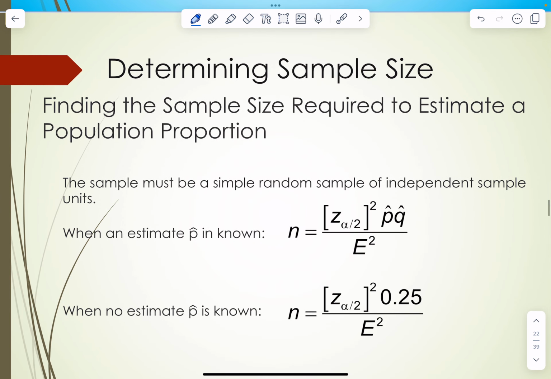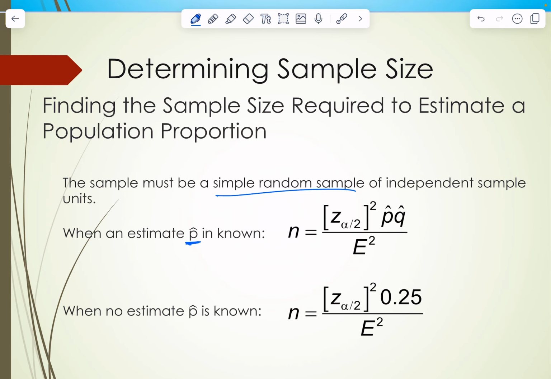Now let's talk about determining sample size. Finding the sample size required to estimate a population proportion. The sample must be a simple random sample. Remember that. It's very important. A simple random sample of independent sample units. When an estimate of the proportion is known.